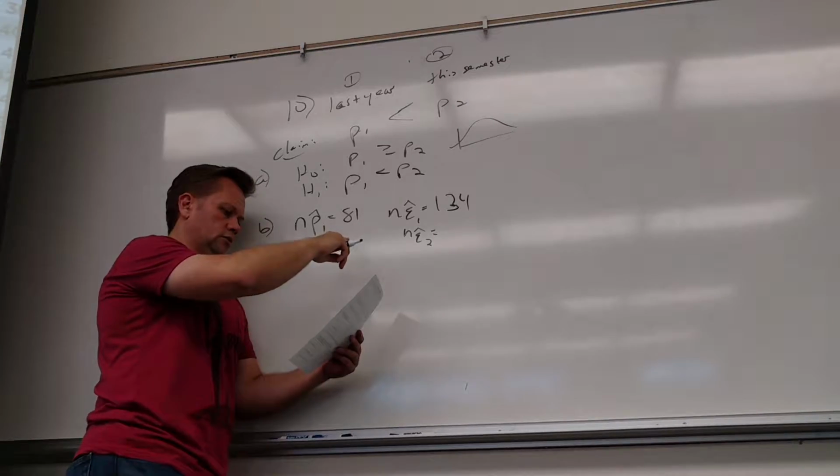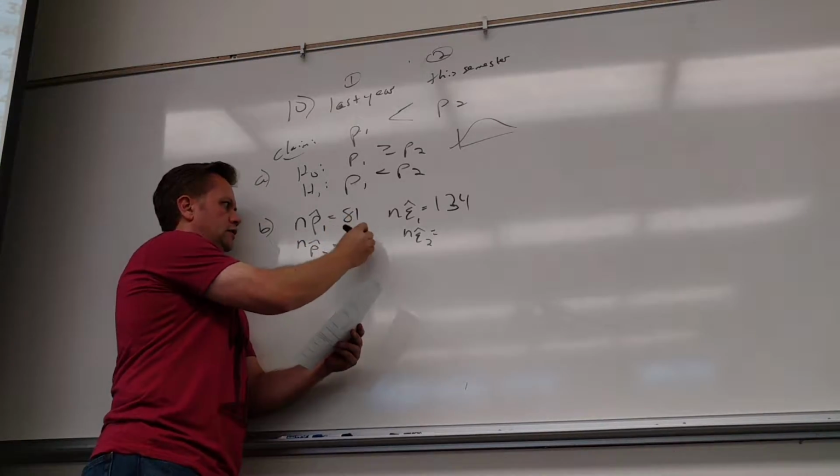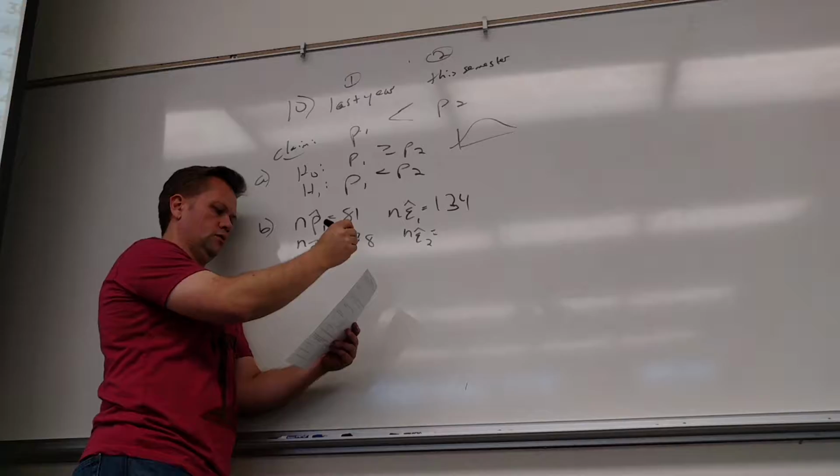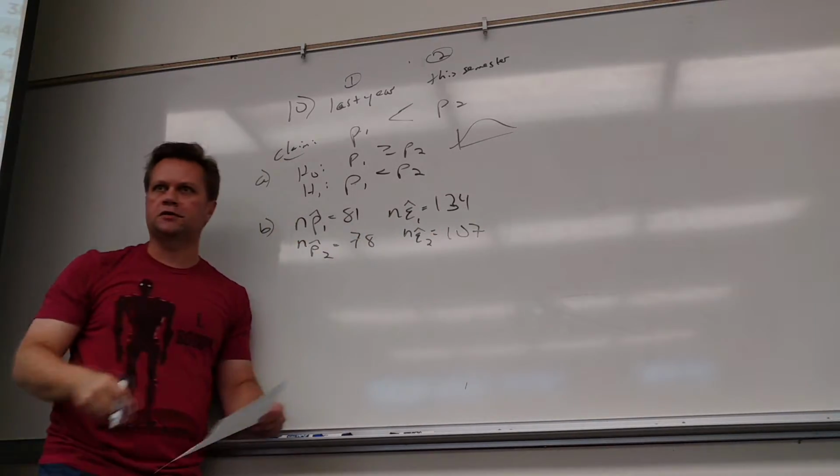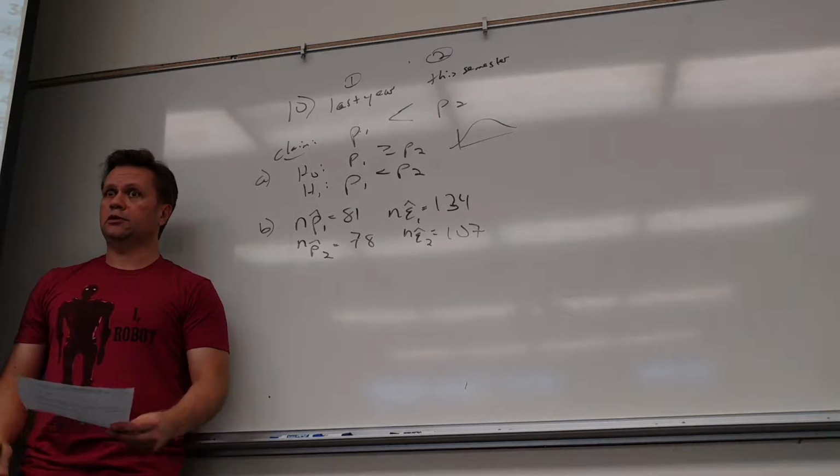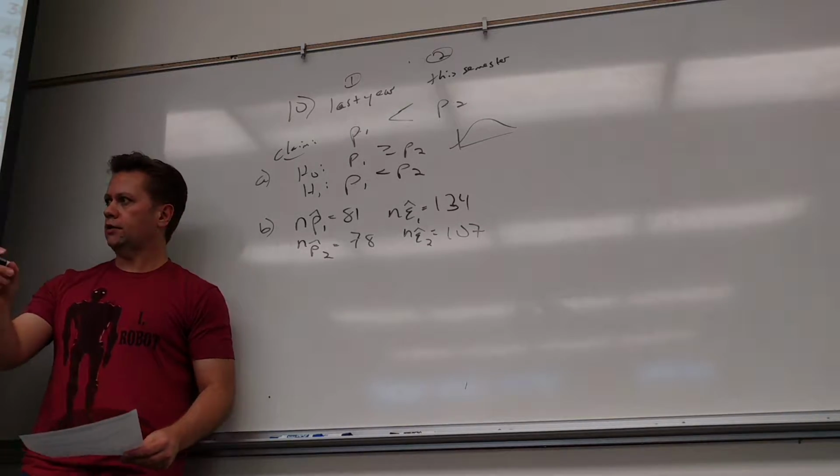How about this year? 78 successes, so 107 failures. All right, let me stop there for a second. Does everybody see where all those numbers came from? Yes. I mean, we talked about this kind of thing before.